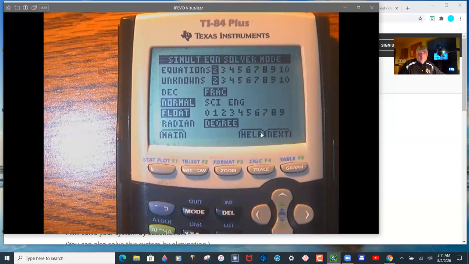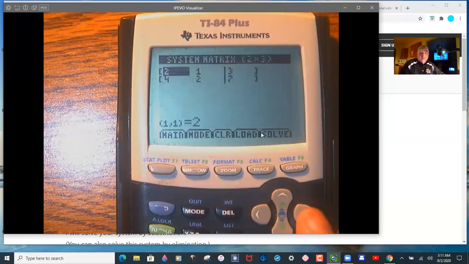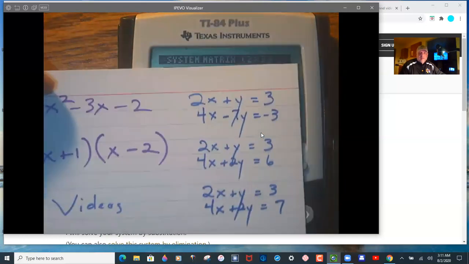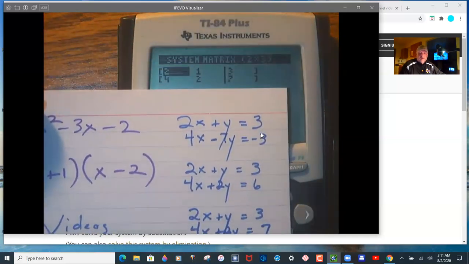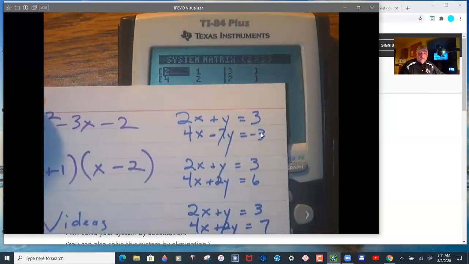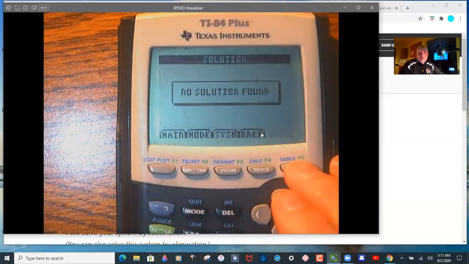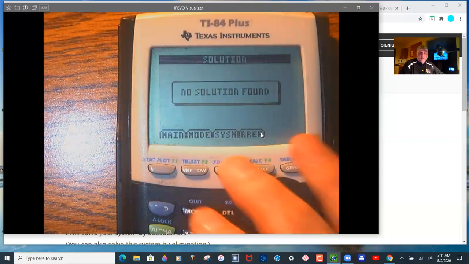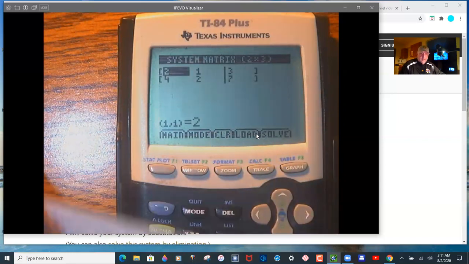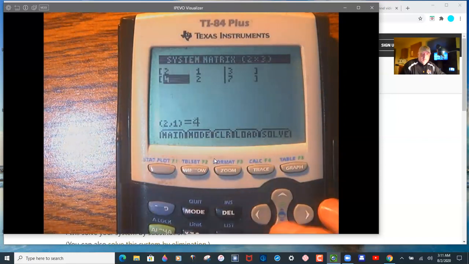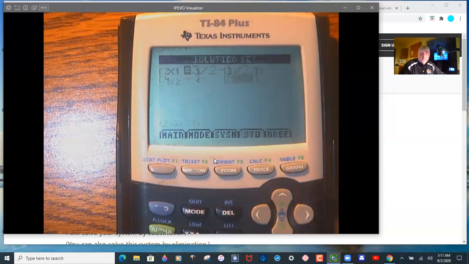This will do many different. So this has got more power to it. Frac, normal, float, degree. Then we're ready for next. And then we just put in the coefficients. So you can see that I have that last one in there. So we'll start with that. And you hit solve and no solution found. And you go back here and let's put in 6. So you just hover over the 1, you type, you press enter, and then solve.